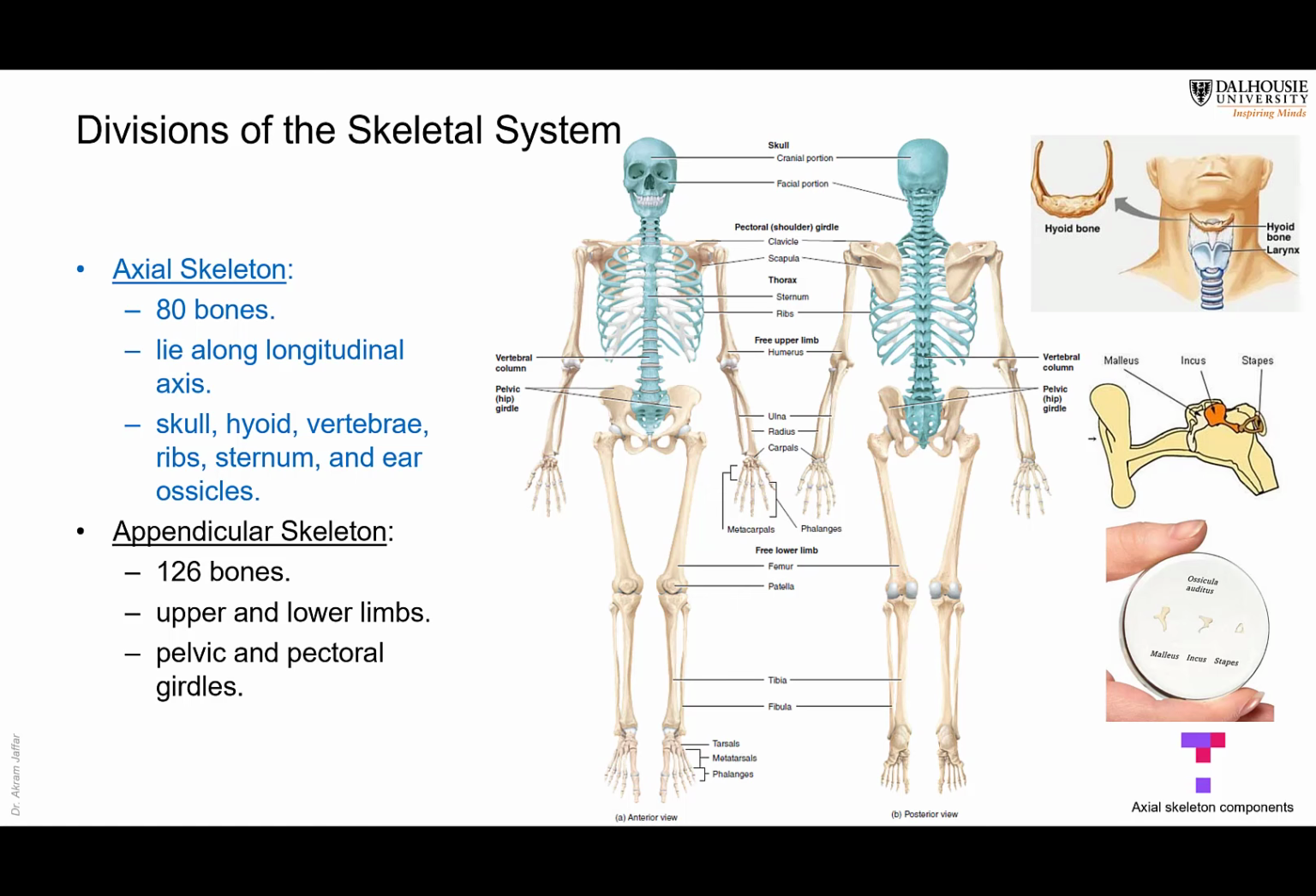Also here, I want to show you the ossicles, the small bones that we are going to study in more detail. Three bones, malleus, incus, and stapes, that are present in the middle ear cavity. You can see the size of these bones and compare it to the fingers and the tip of the finger, smaller than that. And they are present within the bones of the skull, and they are considered a part of the axial skeleton.